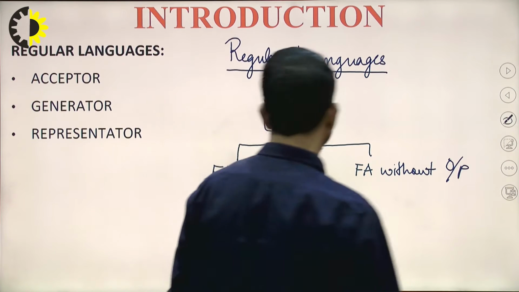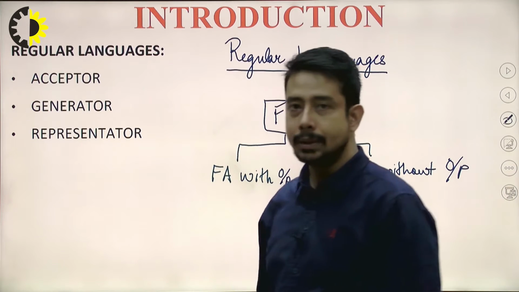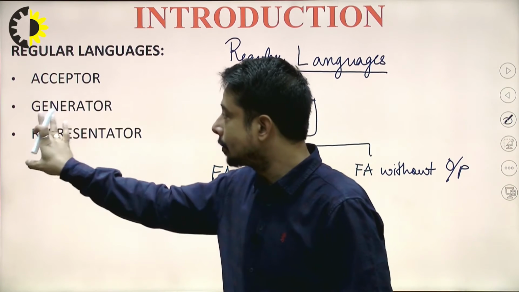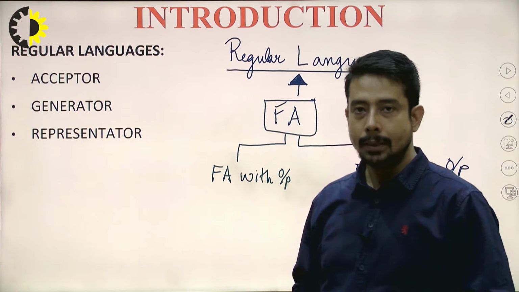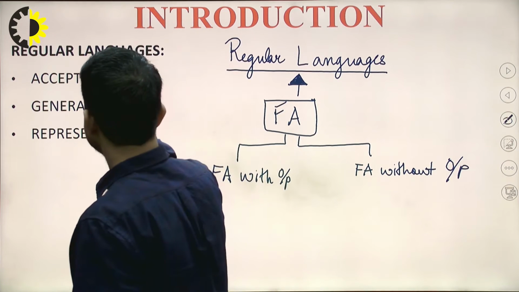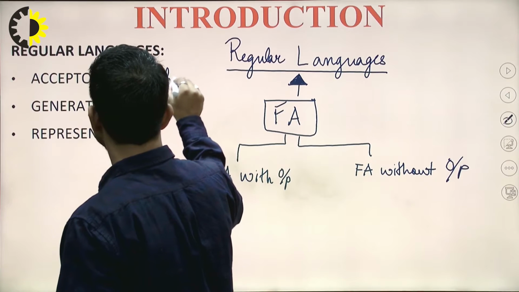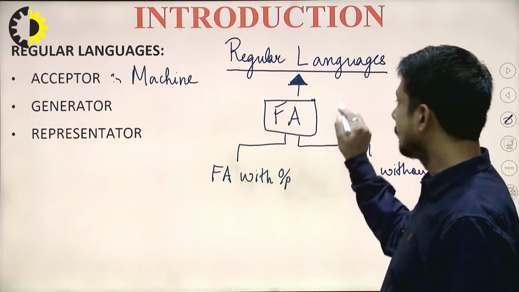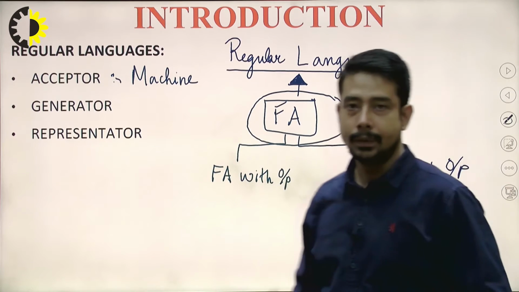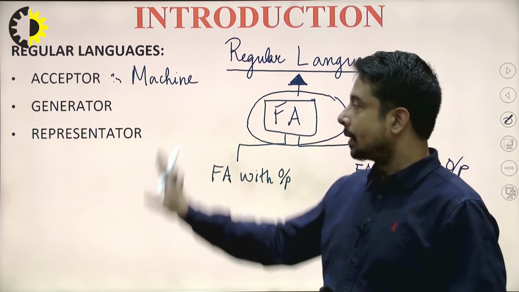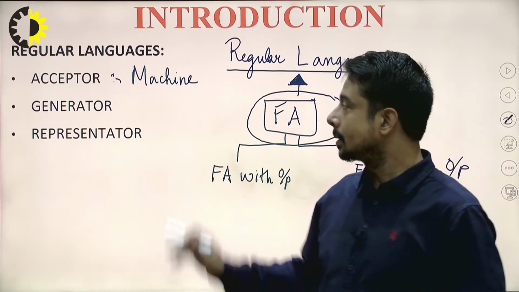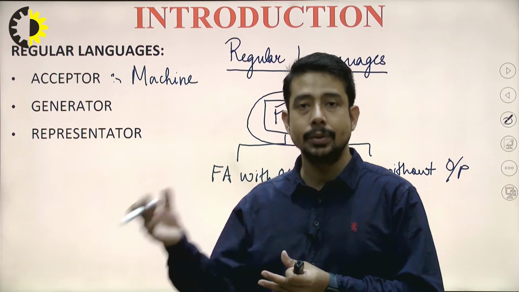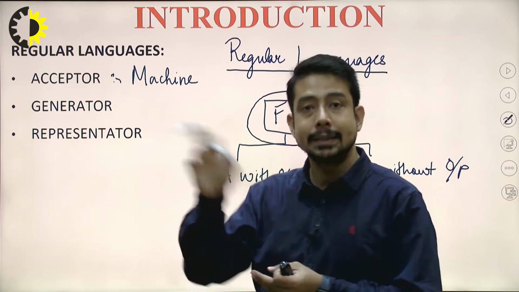Now come to these three points. Regular languages can be divided into three categories: one is your acceptor, one is your generator, and the other is a representator. Acceptors are nothing but the machine that you are going to design. So in the case of regular languages, the acceptor is nothing but the finite automata. I hope it is clear now. The next point is generator. Generator means the concept which will try to generate the strings, and based on the generation of the strings, the acceptor or machine will accept those particular strings.